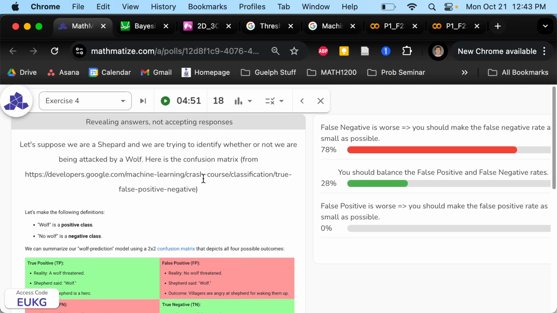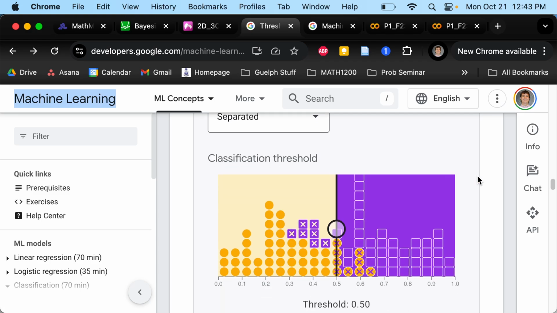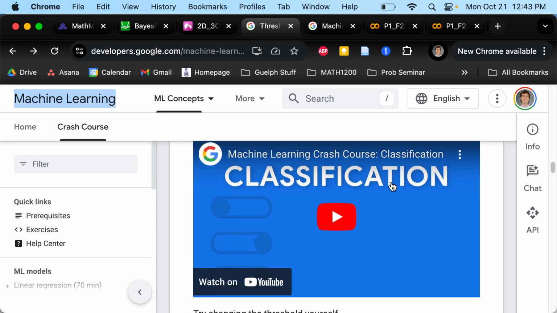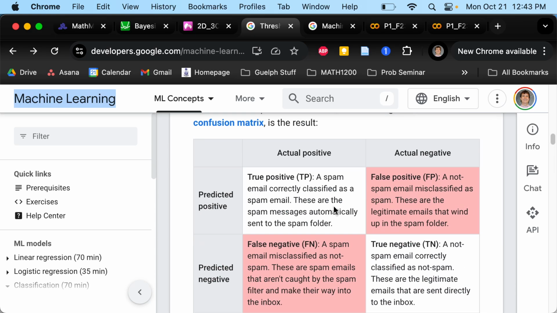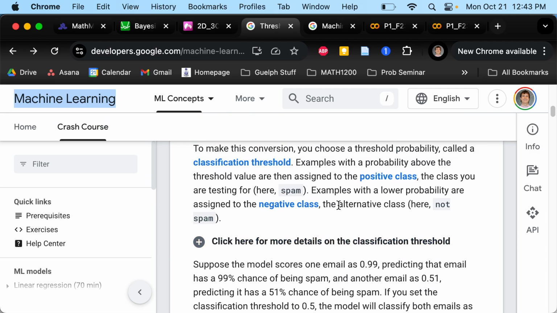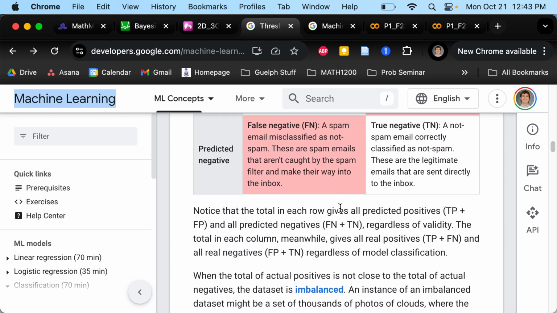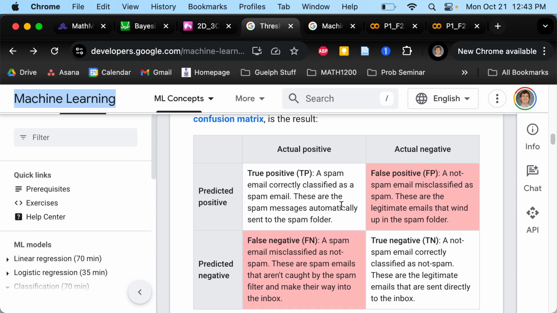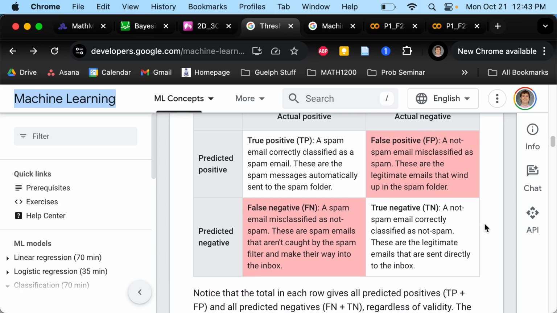So I got this thing from this course over here, and in the last year they have changed it. It's no longer wolf and no wolf, but they added this beautiful little applet. Their definition here is spam and not spam. You get an email, some emails are spam, some are not spam, so you have two types of things. There's the true positive, a spam email that you classify as spam. A true negative is a not spam email correctly classified as not spam. Not spam is sometimes called ham.